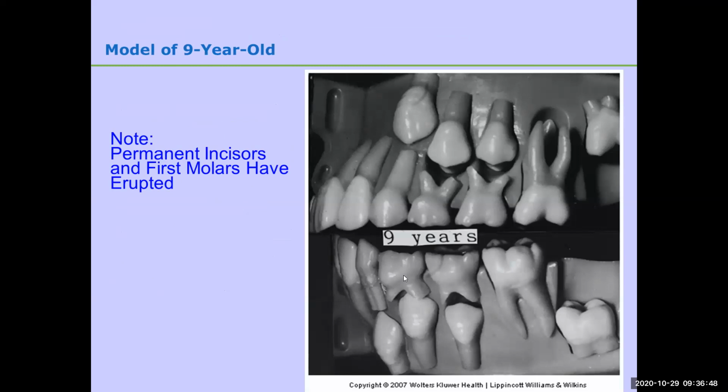Now, would you be able to tell that this might be a 9-year-old? How old is this child? So, what are you looking at? You're looking at the central incisors. Are they permanent? Are the roots complete or not? You're looking at the first molars, which are your 6-year molars. The roots are completed. So it's 6, okay, if they got them when they were 6, 7, 8, 9. Okay, 2 to 3 years.